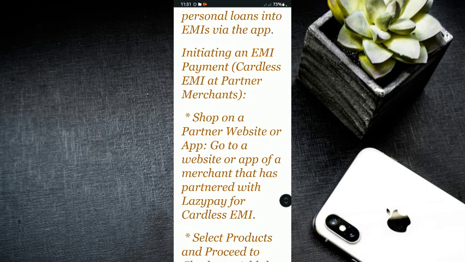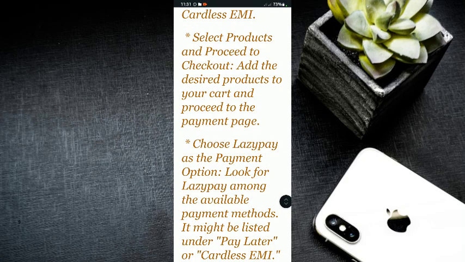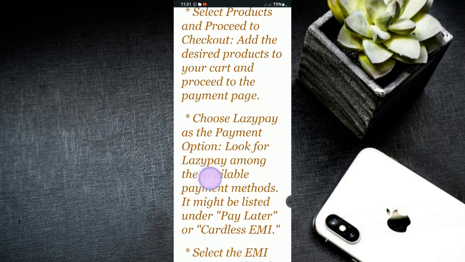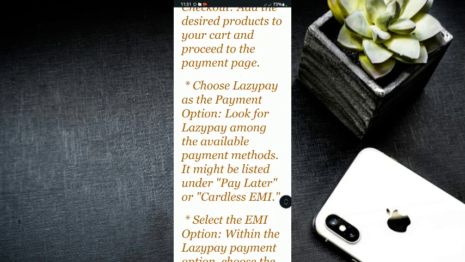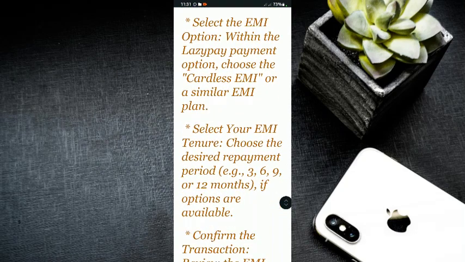What you do is go to a website or app of a merchant that has partnered with Lazypay for cardless EMI. Add the desired products to your cart and proceed to the payment page. Look for Lazypay among the available payment options. It might be listed under Pay Later or Cardless EMI. Within the Lazypay payment option, choose the cardless EMI or a similar EMI plan.